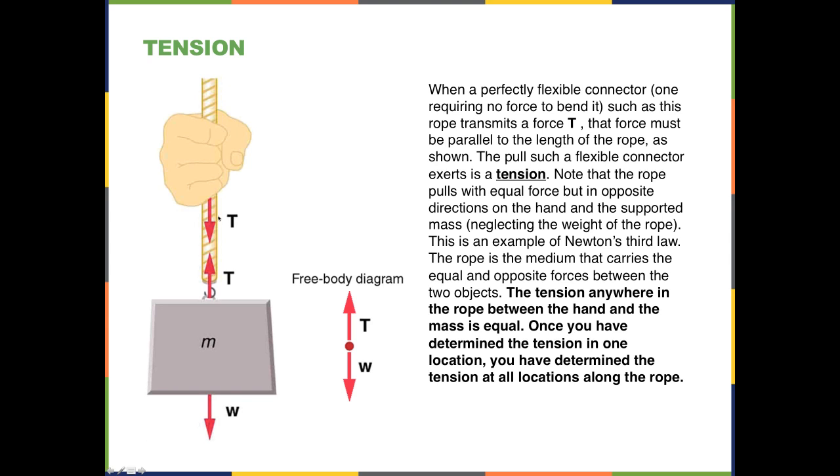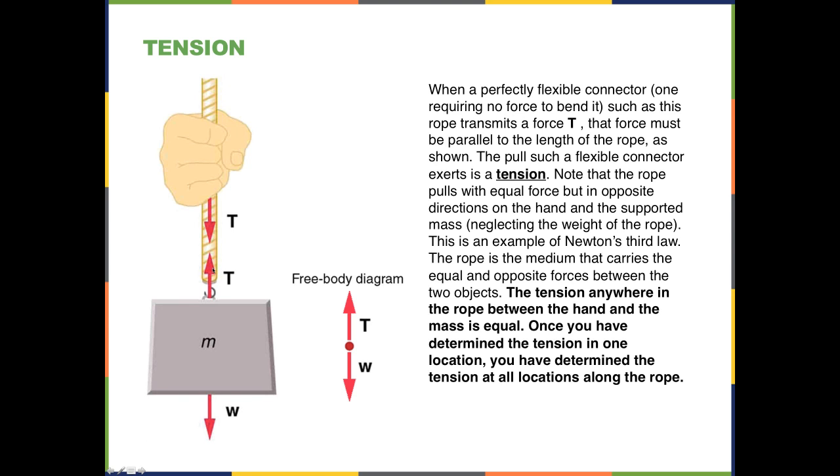is tension, okay? You have what's known as a perfectly flexible connector. Obviously, no real connector is perfectly flexible, but the idea is there's no force required to bend it, okay? So it can bend without force being used. And this transmits tension, or T, and this is going to be parallel to the rope. Wherever the rope is, the tension is always parallel to that.